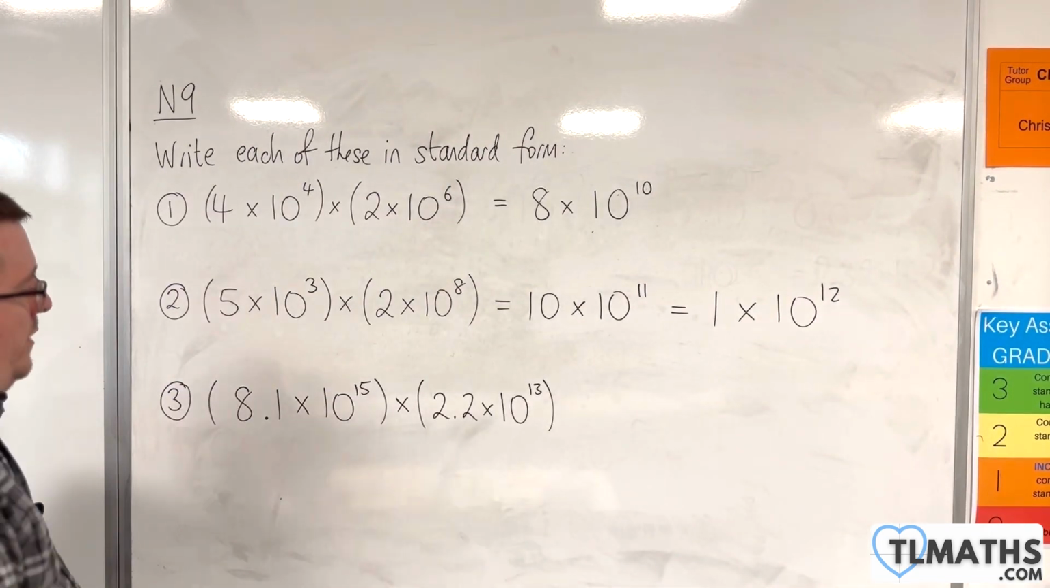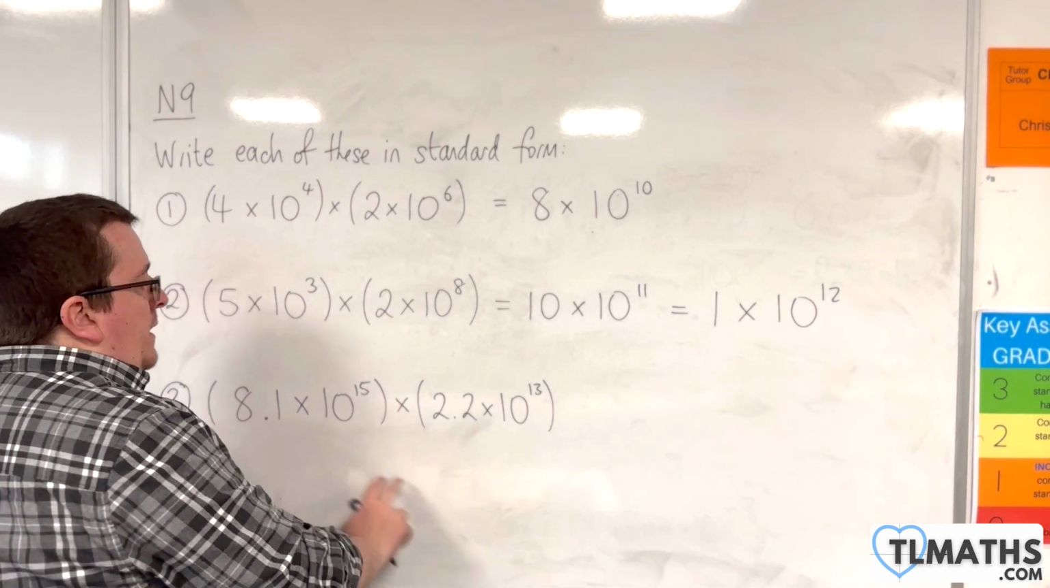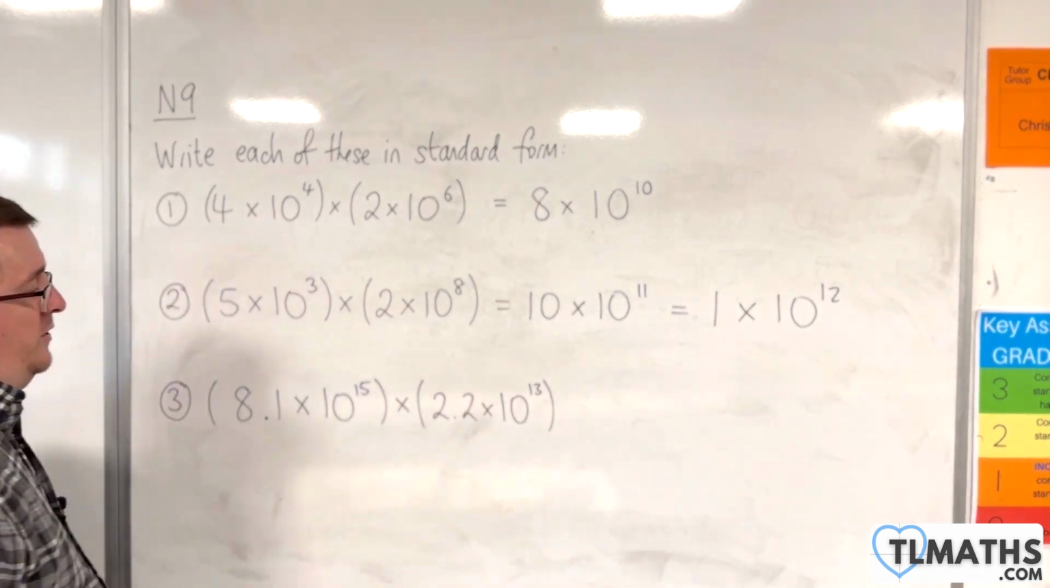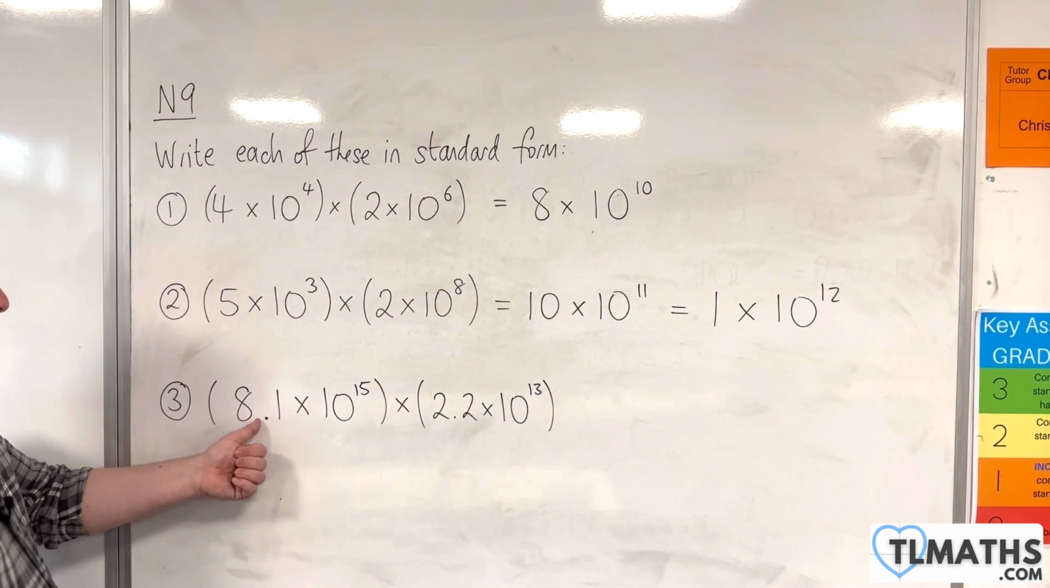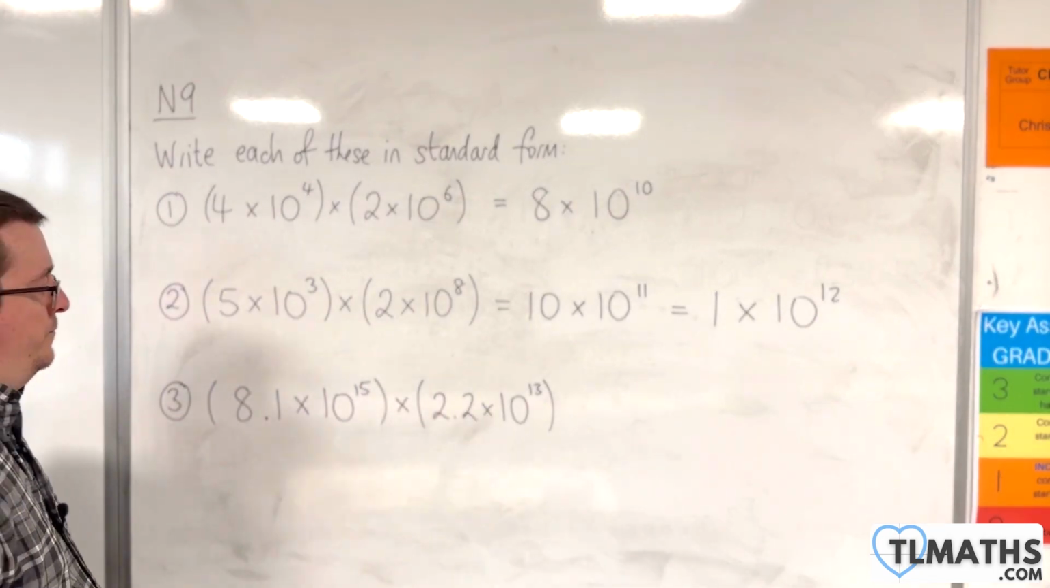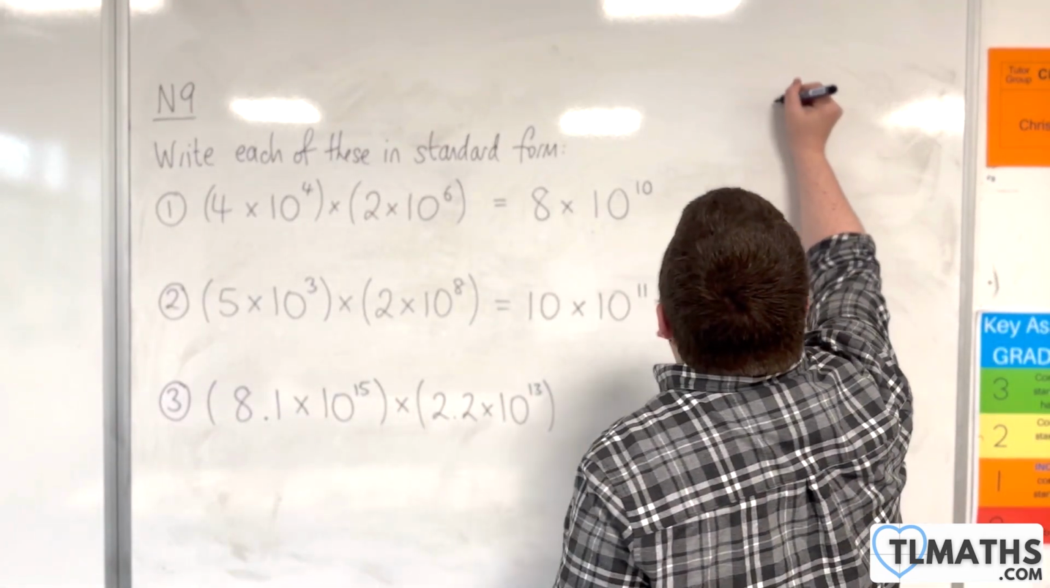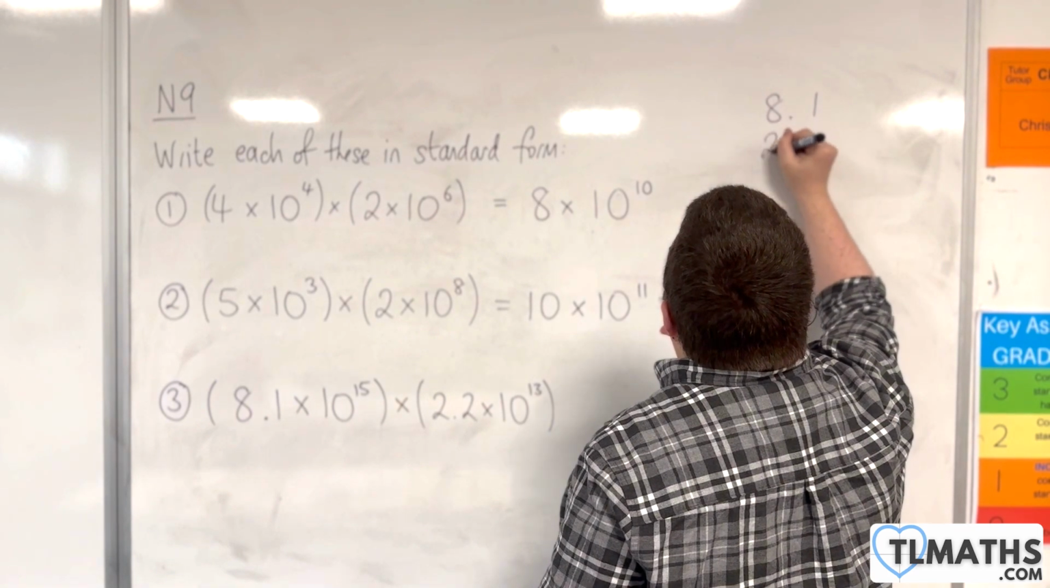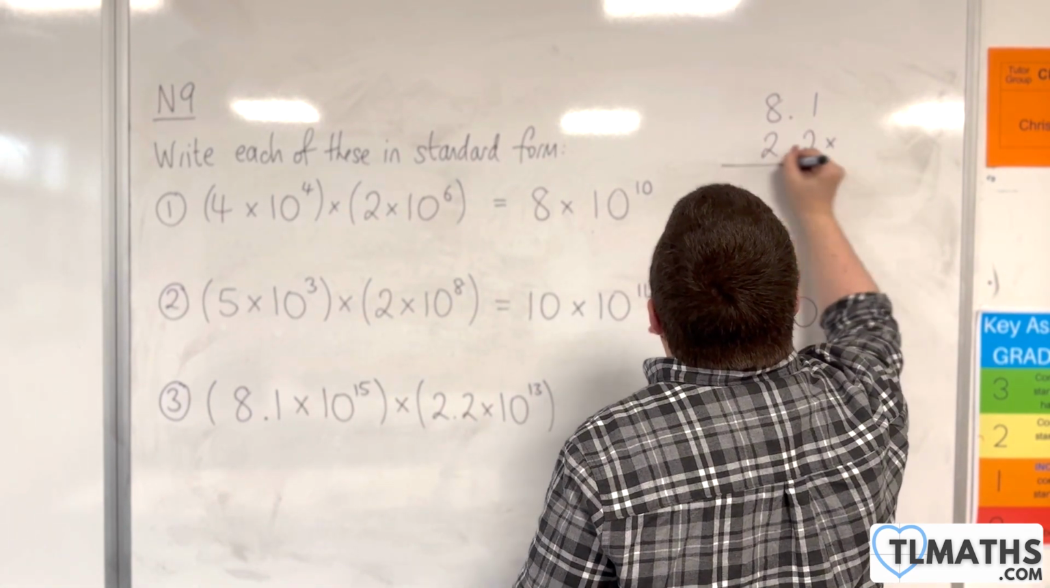Now the third example, we have 8.1 times 10 to the 15 times by 2.2 times 10 to the 13. So we need to multiply the 8.1 by the 2.2. Okay, so 8.1 times 2.2.